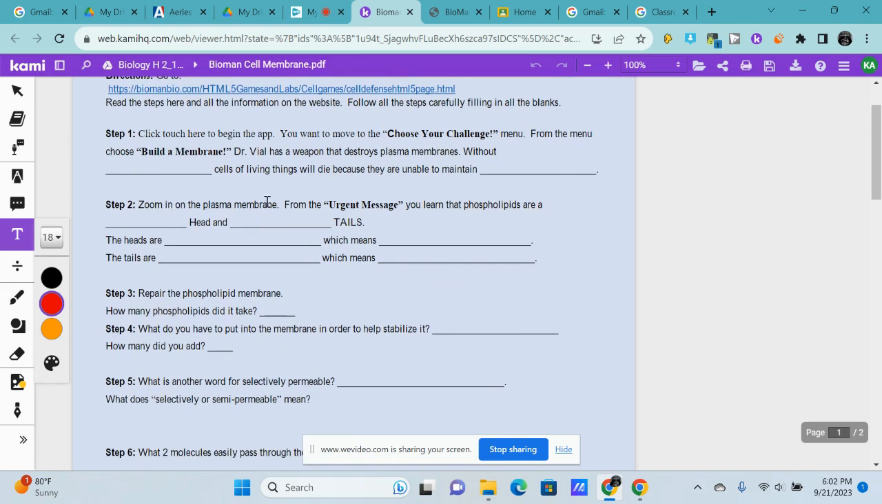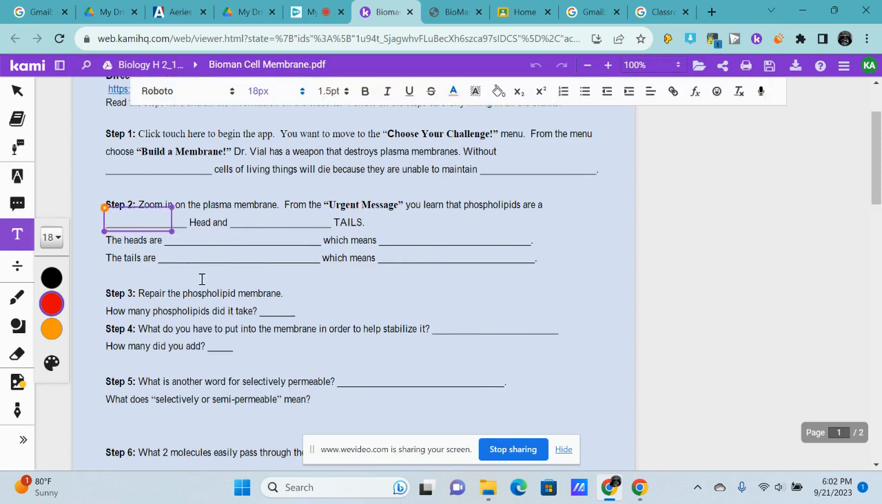Okay, zoom in on the plasma membrane. From the urgent message, you learn that phospholipids are, okay, I'll type this one. Remember, if you're just typing what I'm typing, you're wasting your time right now. It's made of a phosphate head, and this is easy to spell, so I'm not going to type it, and lipid tails. So the balloon part, the little circle part of a phospholipid, is a phosphate. And the little tails, the little strings, those are lipid tails.